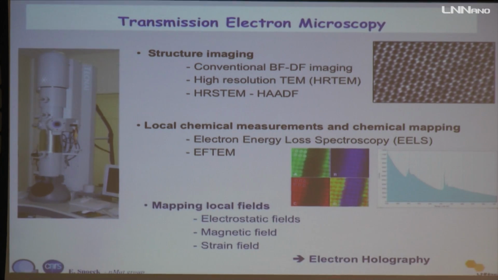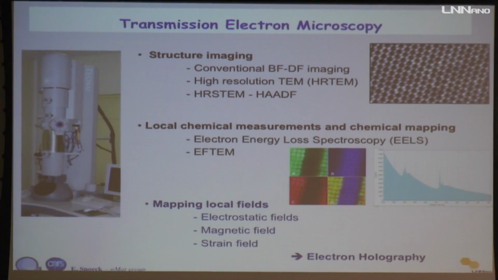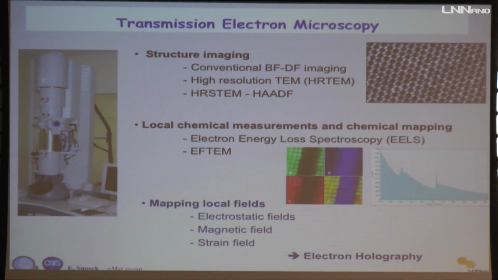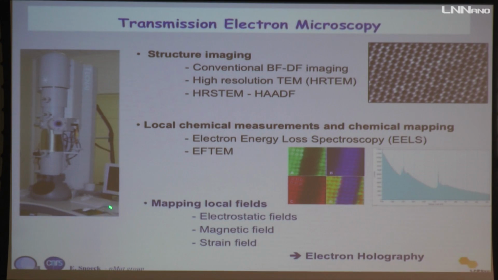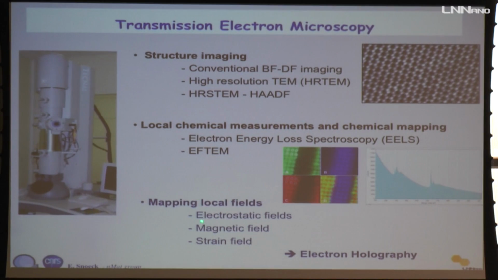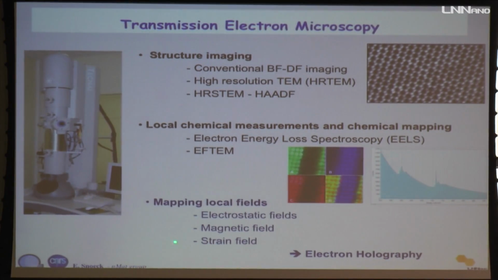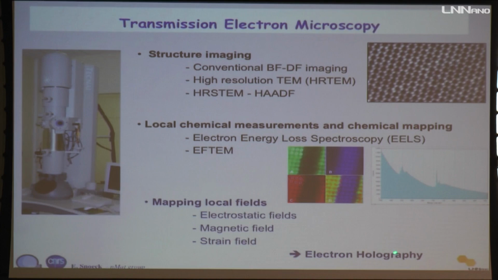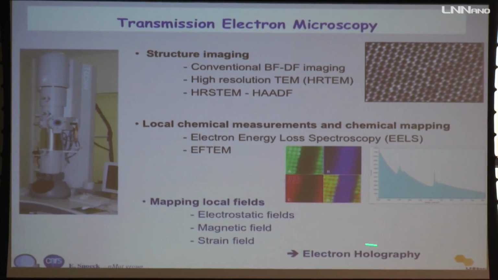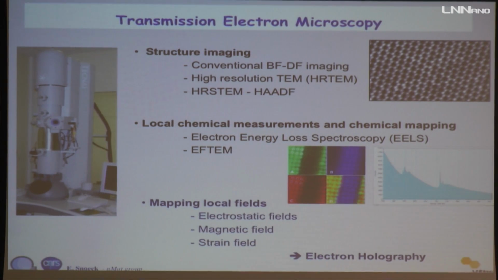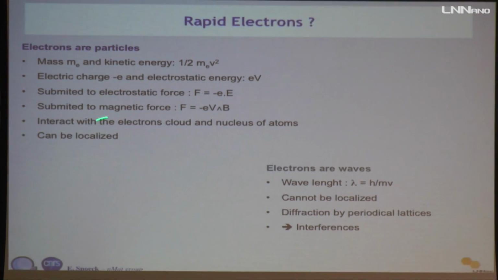But what I'm going to say here is that with TEM you can also map local fields. So we are not speaking about spectroscopy or structural imaging, but we are dealing with fields, meaning electrostatic fields, magnetic fields, and even strain fields. And this is electron holography. My main purpose here is to show you how we can use TEM in this electron holography mode to extract information on fields.